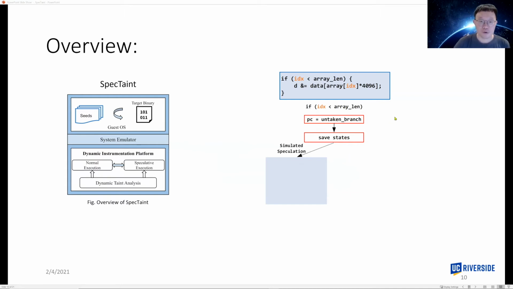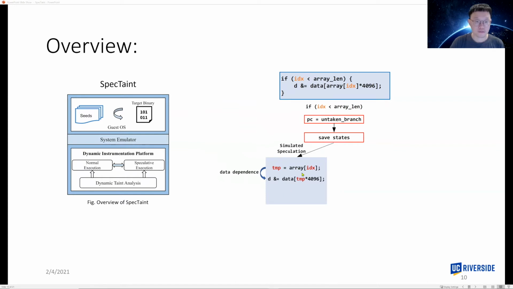In this example, we mark user input as taint source, and we identify that IDX is tainted, which means it can be controlled by user input. Here, it captures a gadget that first loads a secret from an input controllable location, then leaks the secret through cache side channels.